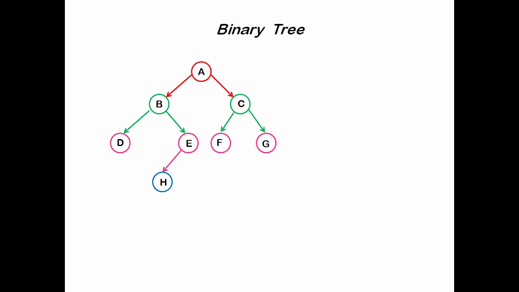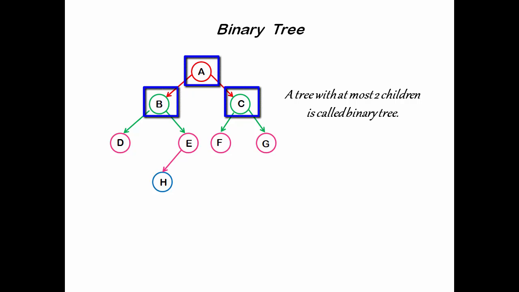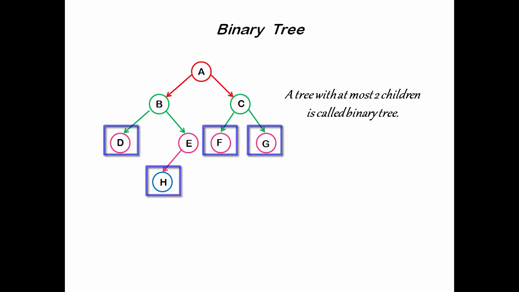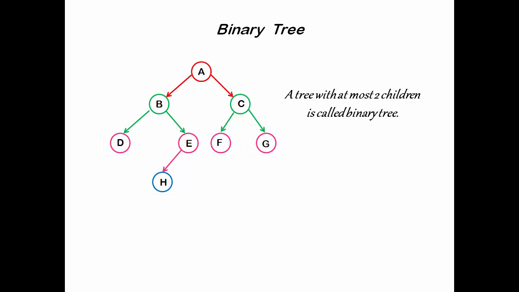So what is a binary tree? A tree with at most 2 children is called a binary tree. Here we draw a tree with 8 nodes. Nodes A, B and C each have 2 children. Node E has 1 child. And nodes D, F, G and H have 0 children. In this tree, no node has more than 2 children. So we can say it is a binary tree.